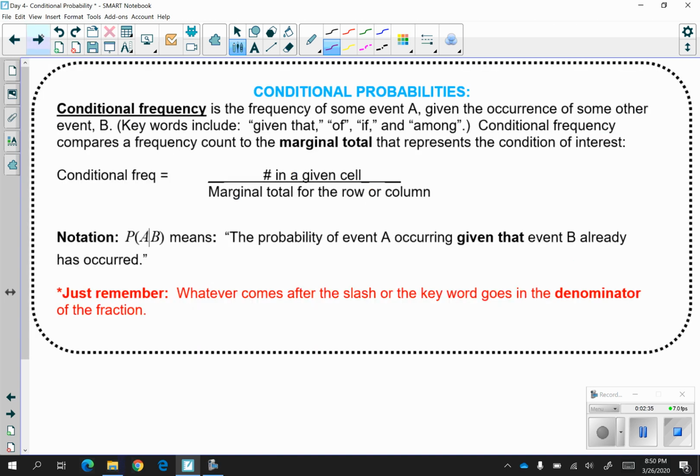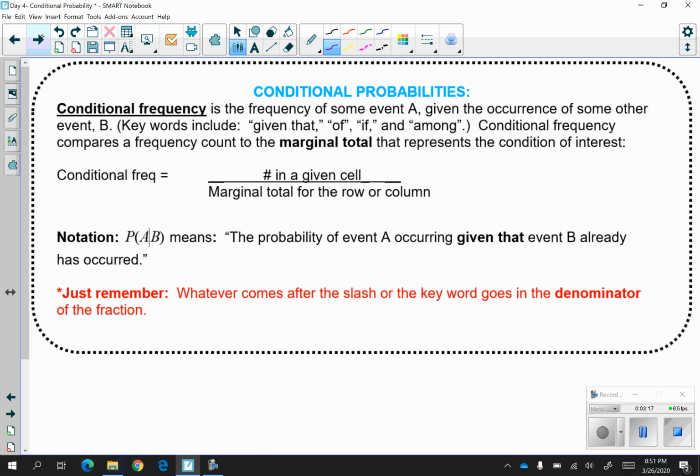So now let's talk about conditional probability. The previous videos have been regular probability in the sense that your denominator is always the total amount because you're always looking at out of everyone. What conditional probability does is it focuses in on a certain subgroup of the total. So now your denominator is going to be a total of a category instead. So the official definition is the frequency of some event A given the occurrence of some event B.